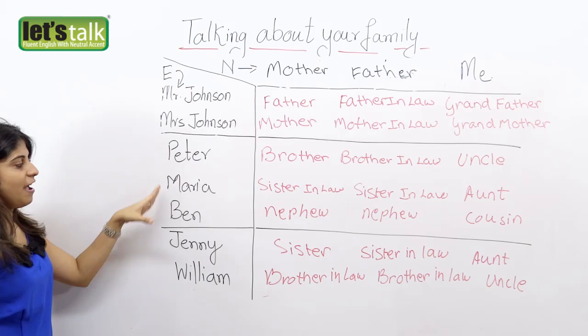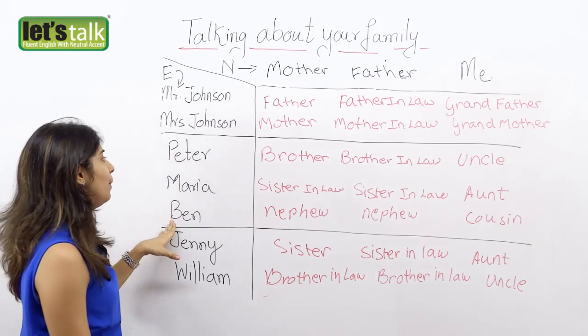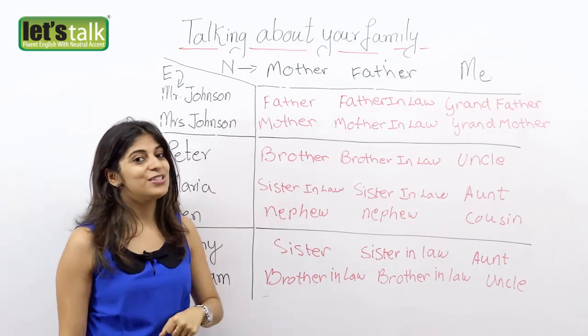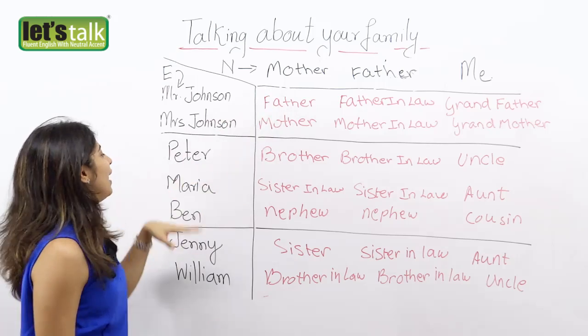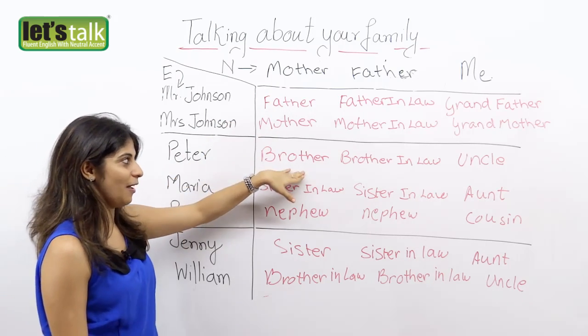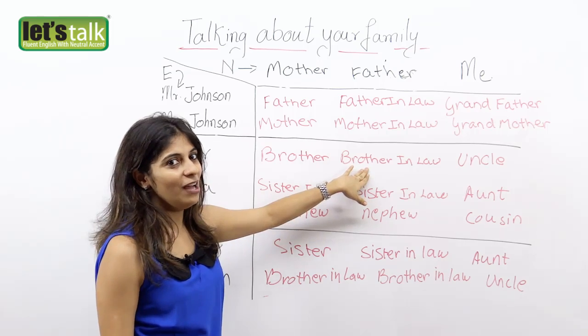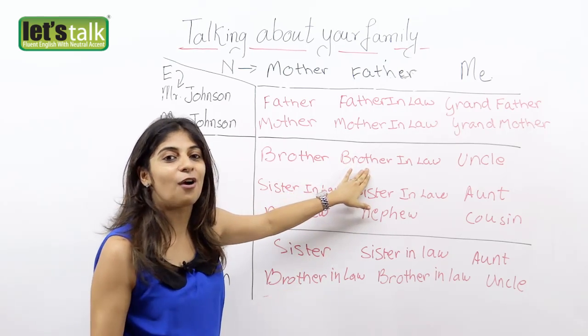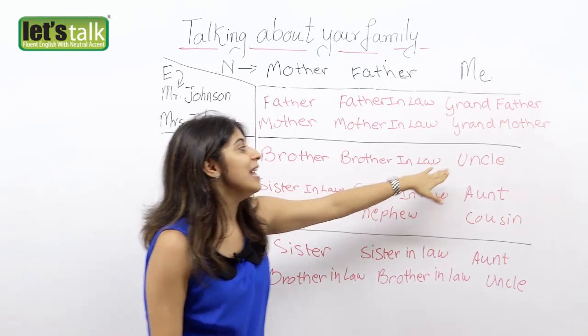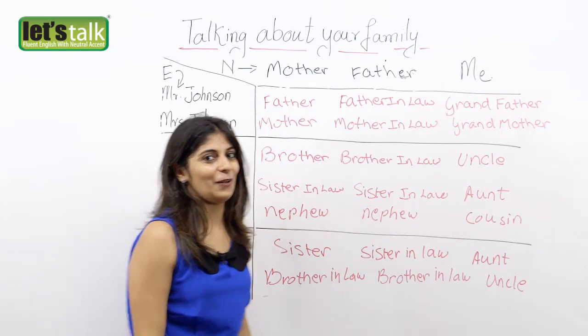Now, Peter, Maria, and Ben. Let's just assume that Peter is your mother's brother. So he is your mother's brother. For your father, he is his brother-in-law. And once again, for you, he's your uncle. But please note that he is your maternal uncle.